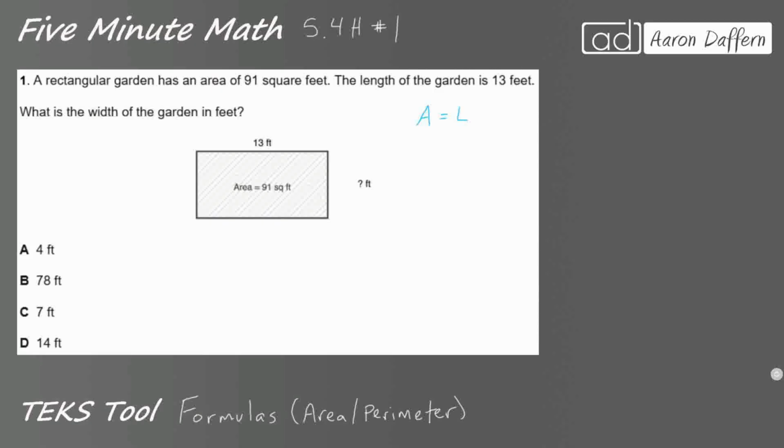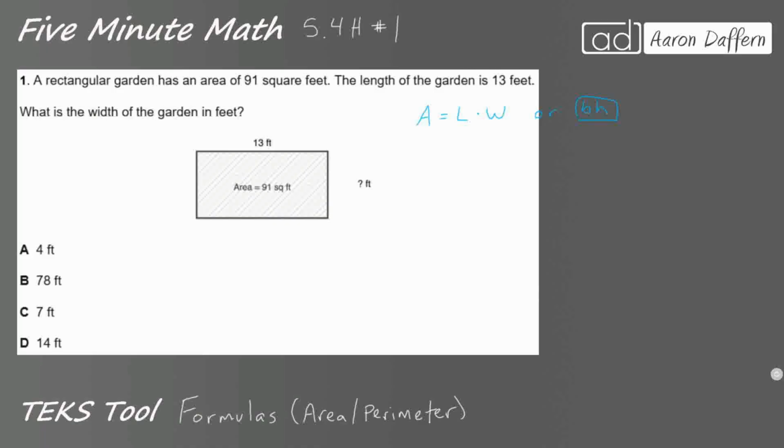Now, there's two different ways that we could see this. We can see L times W, length times width, and that's what we're going to use here for our area. But we can also see area as base times height. When we start moving into sixth grade, seventh grade, eighth grade, we're going to start seeing this a little bit better. It's going to end up being the same formula.